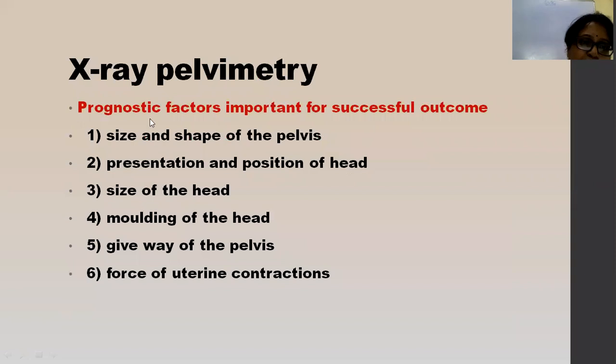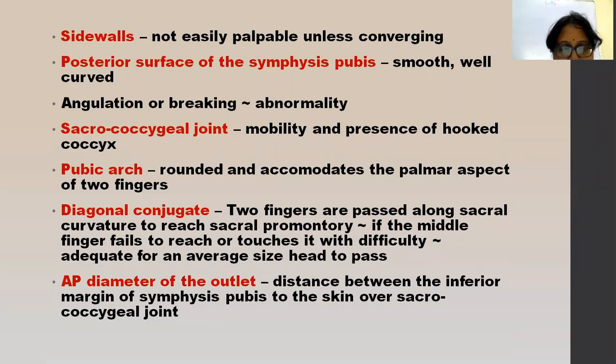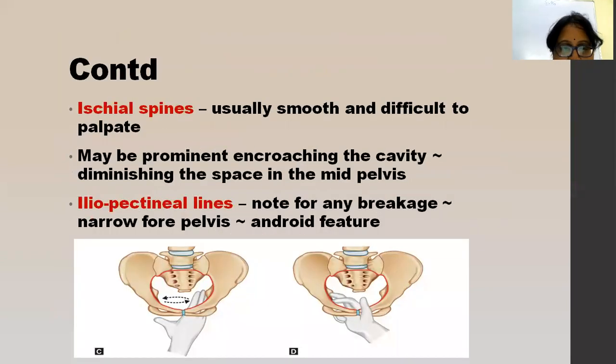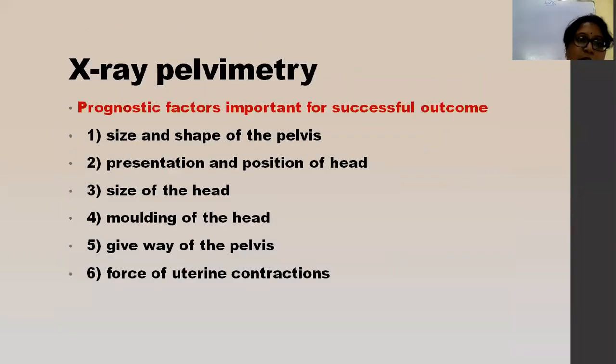Now, X-ray pelvimetry. In order to support your clinical diagnosis of a contracted pelvis, if you are doubtful, then you can go for X-ray pelvimetry. This is how you will do it and you will come to a conclusion. Then you will do X-ray pelvimetry.